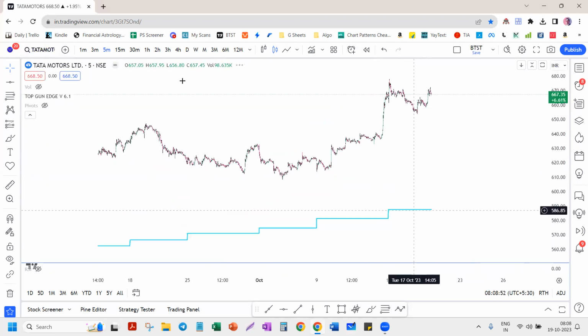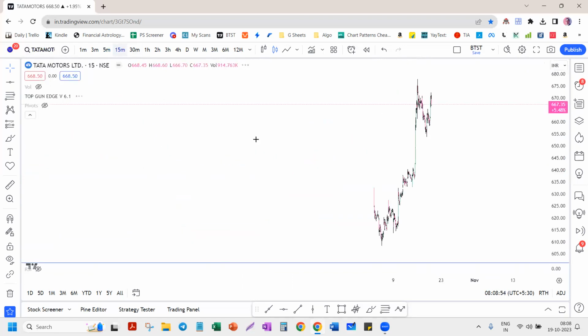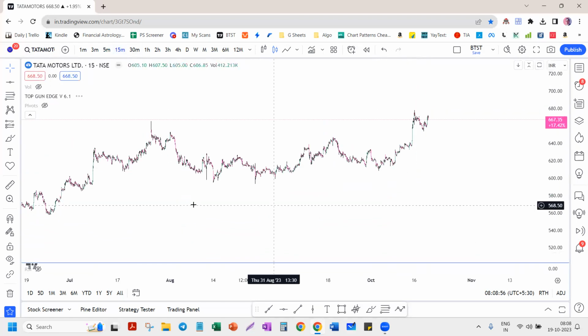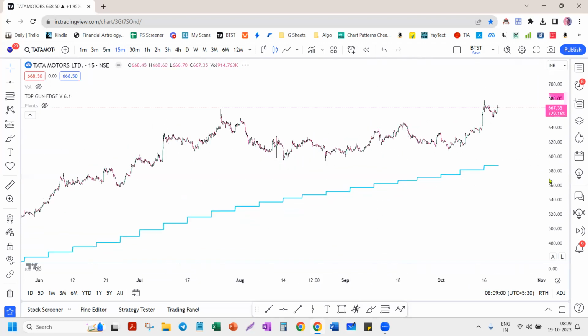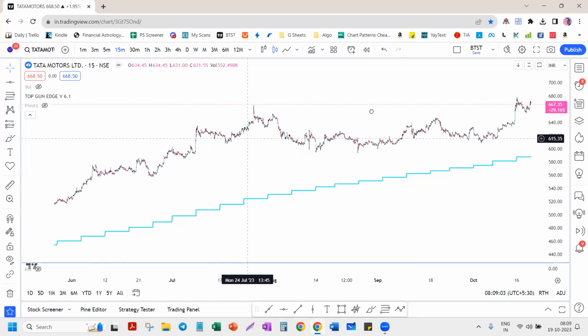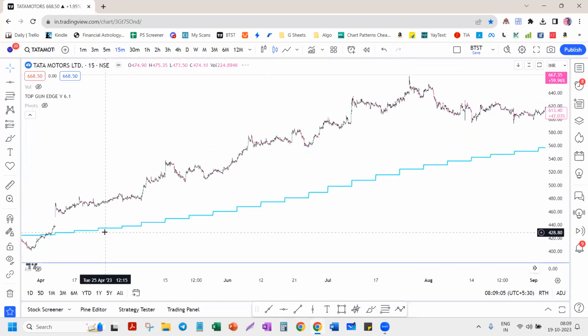Now see over here, we're going to go in 15 minutes so that we can see more candles. See over here. Once they start flying, they really take off. Okay, let's take another share.